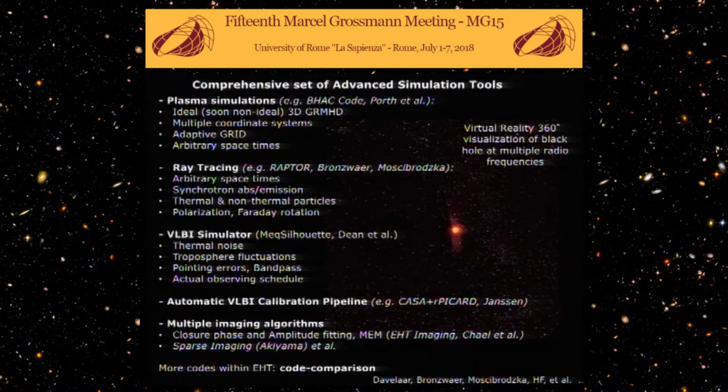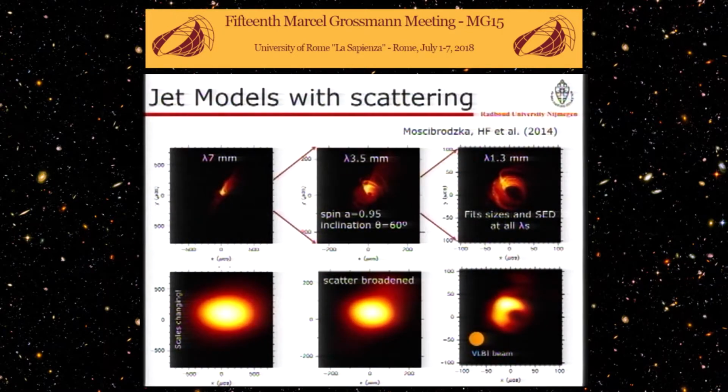And there are multiple imaging algorithms. There's a big industry of testing many imaging algorithms on this calibrated data. Maximum entropy, EHT imaging, and Chael is actually here at this conference. And in fact, there's also a big effort to compare those codes, the different GRMHD codes, the different imaging codes, and so forth. That's nice because it brings together different groups which usually do their things independently. They're now checking their codes and comparing them against each other.